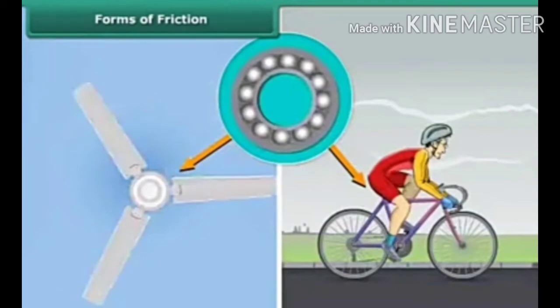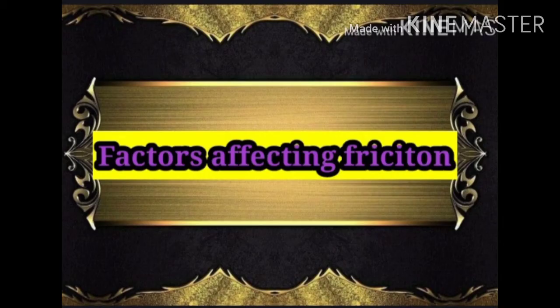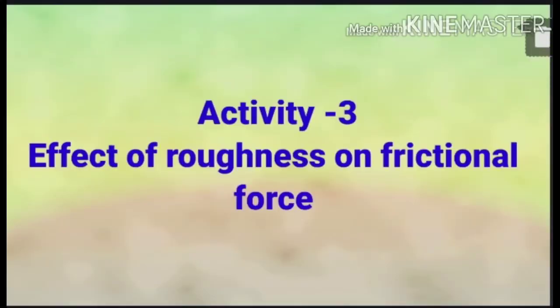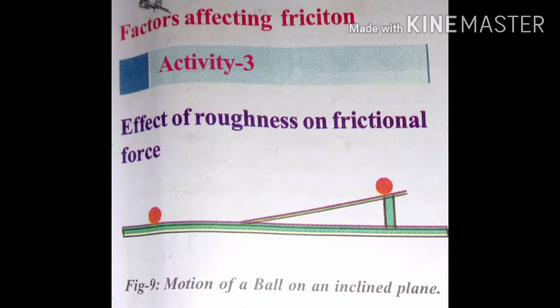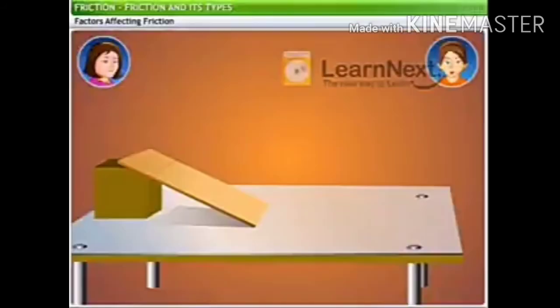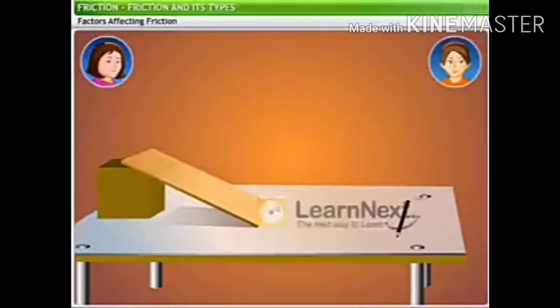Next, let us go to the activity, factors affecting friction. Activity 3, effect of roughness on frictional force. First of all, see the picture, children. Set up an inclined plane on the horizontal floor. Use a wooden board as the inclined plane. Put a mark at any point A on the inclined plane. Now, let a pencil shell or ball move down from this point.